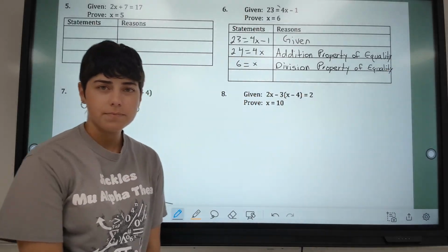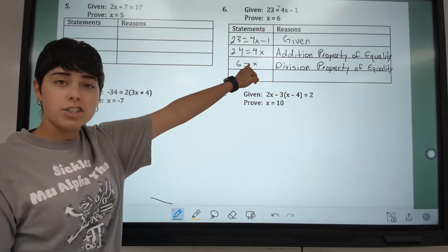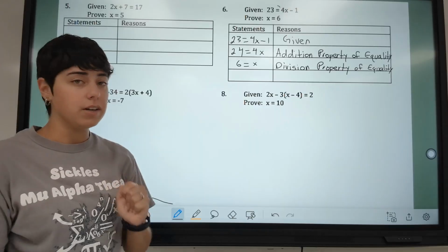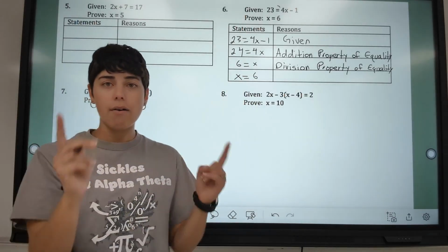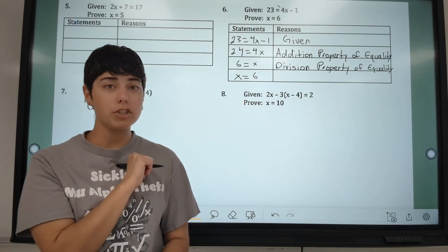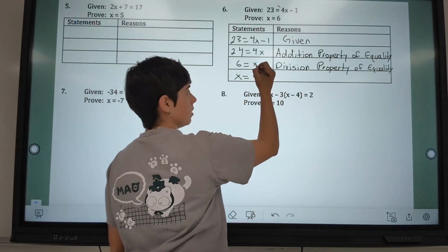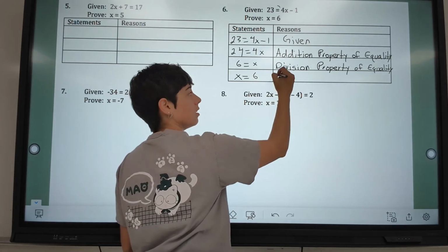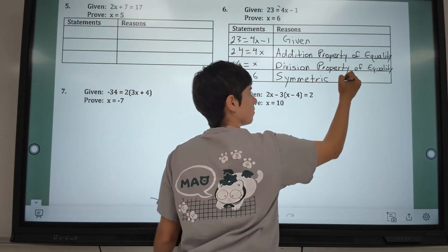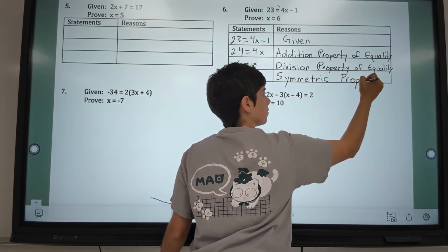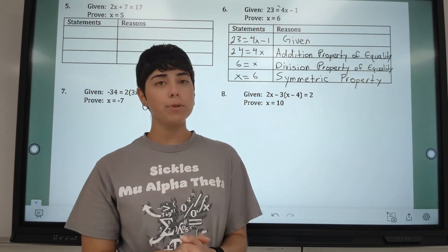Now here's the problem. I solved the equation, x is alone, but my proof is not matching the end of my proof. That means I'm not done. So I know the end should be x equals 6. We've got to figure out, how can I flip them? That's where that symmetric property comes in. It allows you to switch the two sides of the equal sign. So I can change this to x equals 6 because of the symmetric property. And that is pretty much how we do algebraic proofs in geometry.